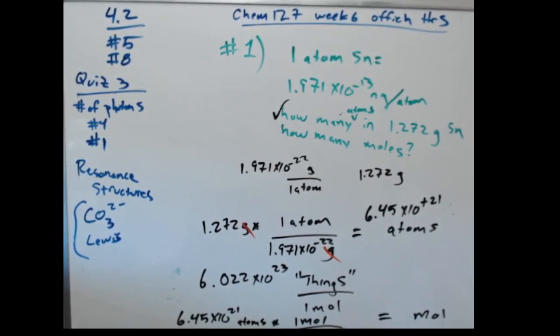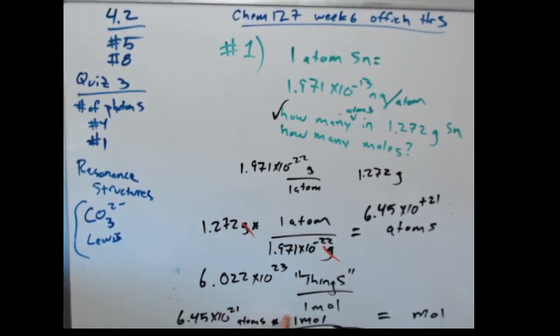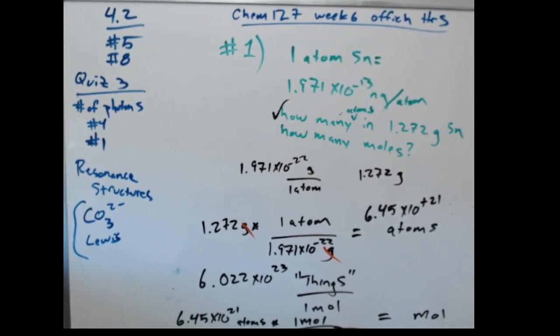And I just write atoms because in the context of the problem, my things is a number of atoms. But notice, flipping this thing over, so I'm essentially dividing by this, I've got it flipped over. I've got moles on top, so my answer is in moles. I take that number, I divide by 6.022 times 10 to the 23rd. 6.45 times 10 to the 21 divided by 6.022 times 10 to the 23rd. And I am getting 1.07 times 10 to the minus 2 moles.